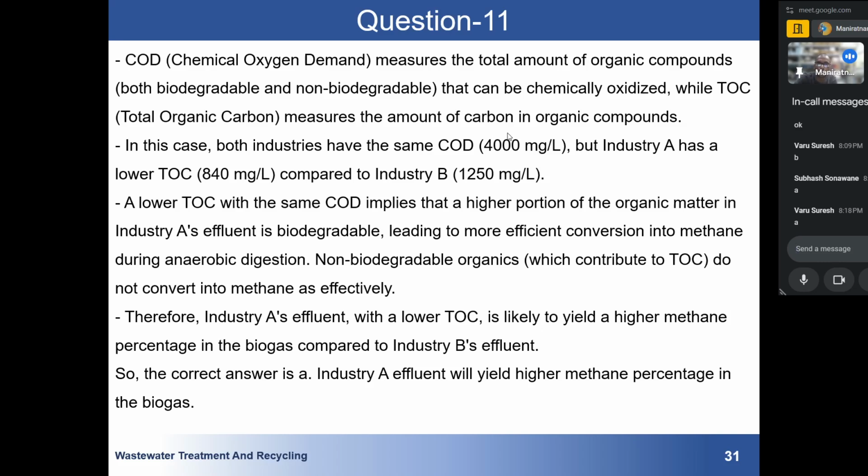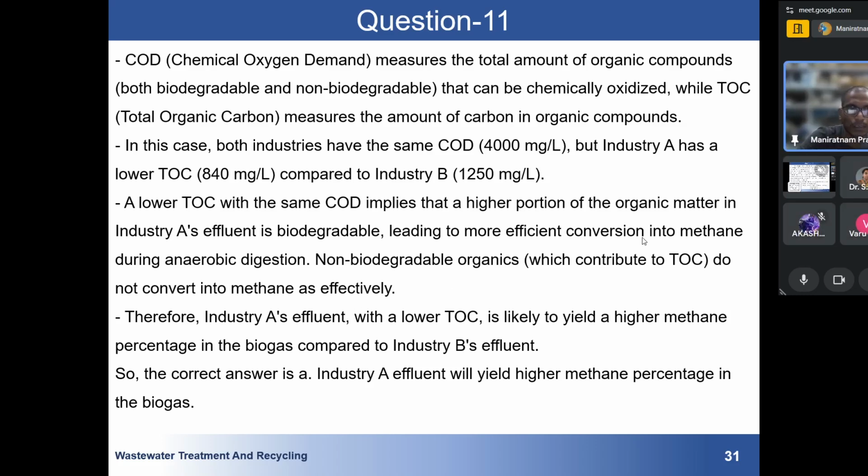It measures the amount of carbon in organic compounds. In this case, both industries have the same COD. A has a lower TOC as compared to industry B. A lower TOC seems to give that a high proportion of organic matter in industry A effluent is biodegradable, leading to more efficient conversion into methane during anaerobic digestion.